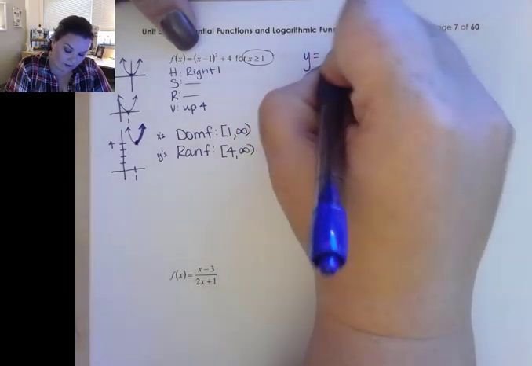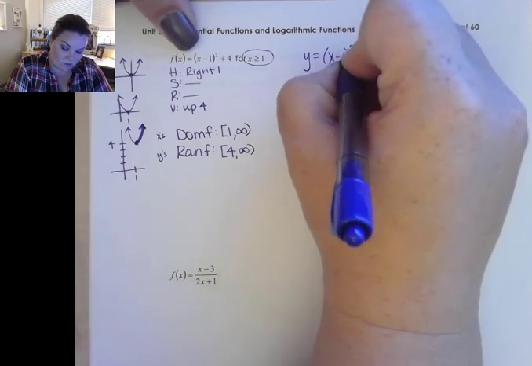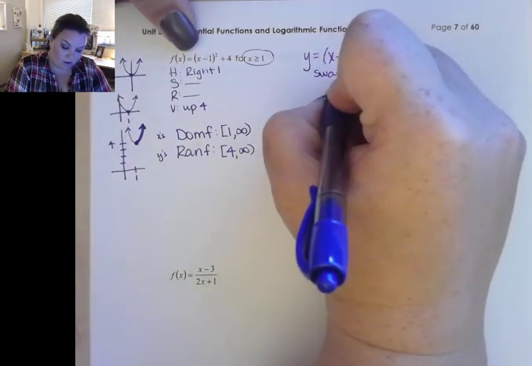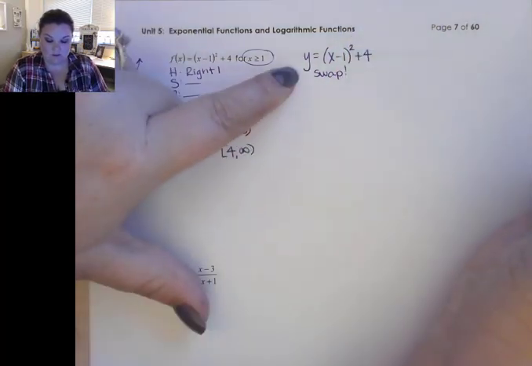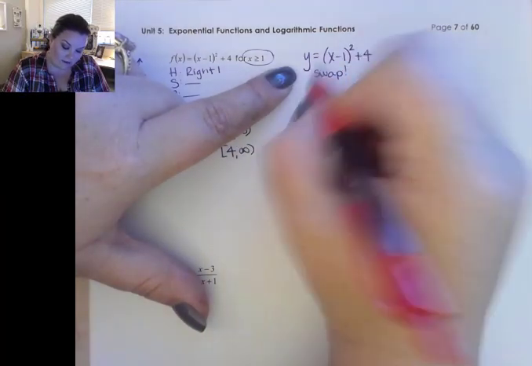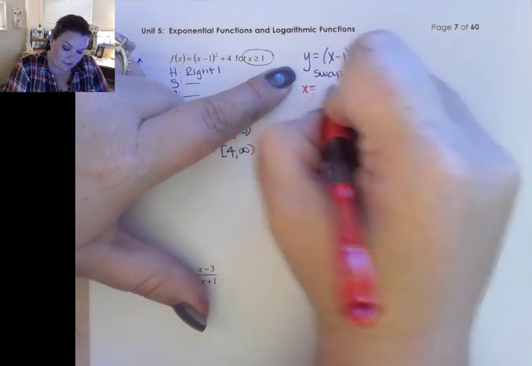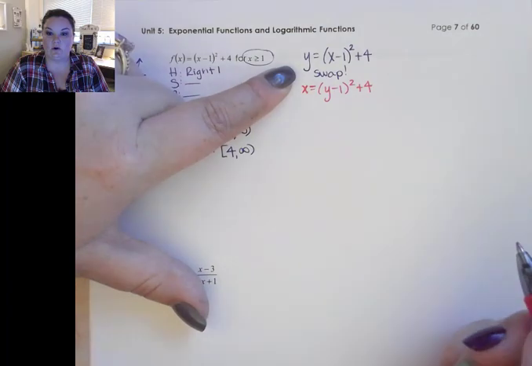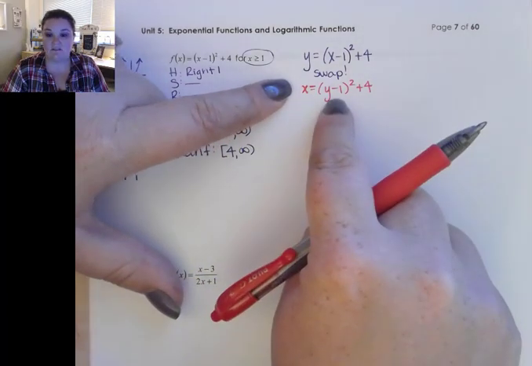So we have y is equal to (x minus 1) quantity squared plus 4. And then we're going to swap all of our variables. So when we swap, we're now going to have x is equal to the quantity (y minus 1) squared plus 4. Okay, and now we need to solve this for y.